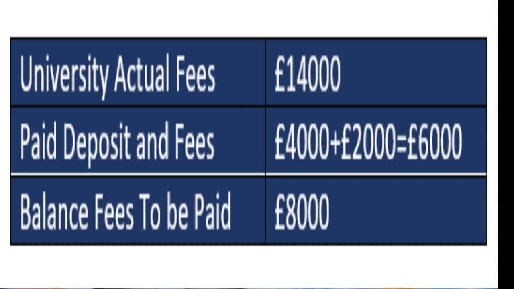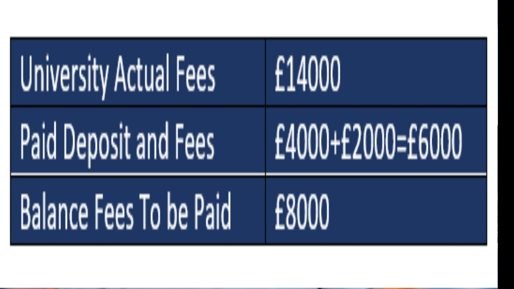Now I'll take an example and show you practically how you can manage your fund. So let's take an example of a university. For example, if you enroll in a university and the university fees is about 14,000 pound, you have to pay 14,000 pound as fees. Now before you get a CAS letter, for example, you have already paid 4,000 as a deposit and 2,000 towards your fees. So out of 14,000 pound, you have already paid 6,000 pound to the university.